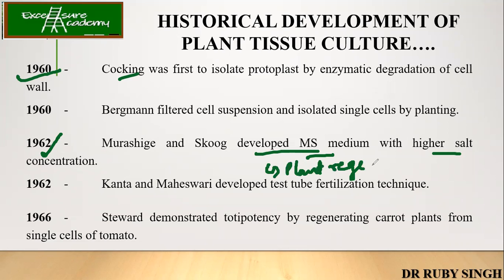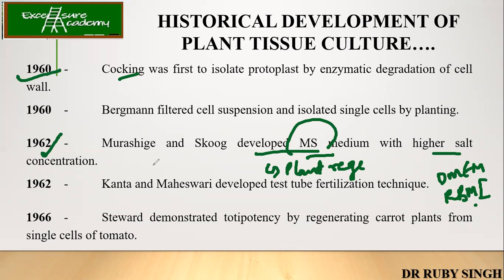Okay, so whatever plant tissue culture we are doing, the media we use is MS. As in the case of animals, there is something called DMEM. Then you have got RPMI. So such media are there for animal tissue culture. Whereas in the case of plants, it is called the Murashige and Skoog media.